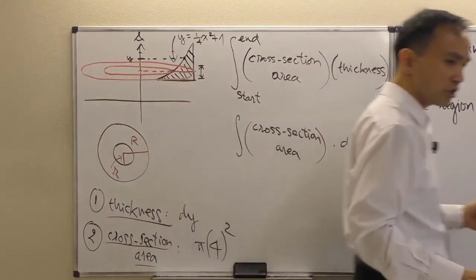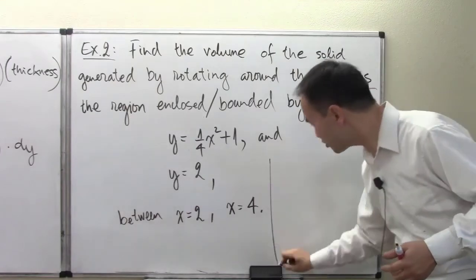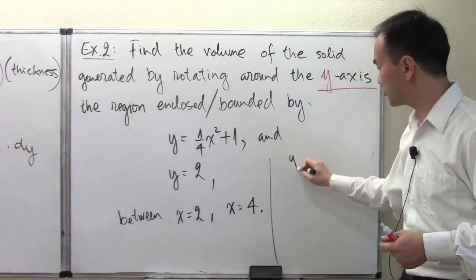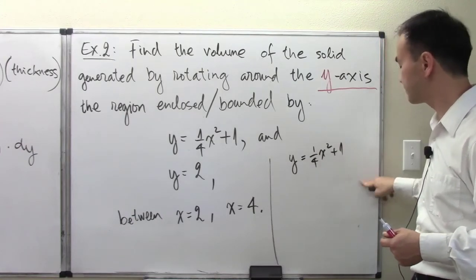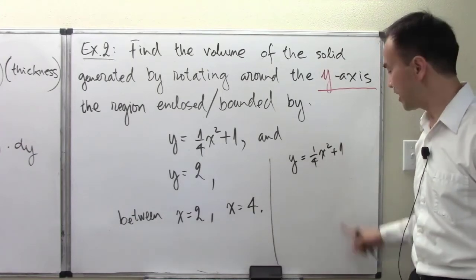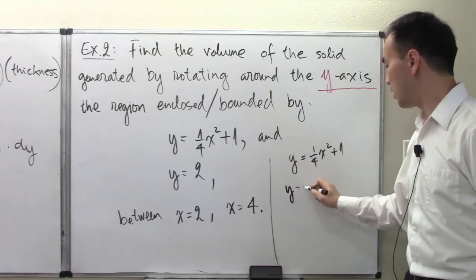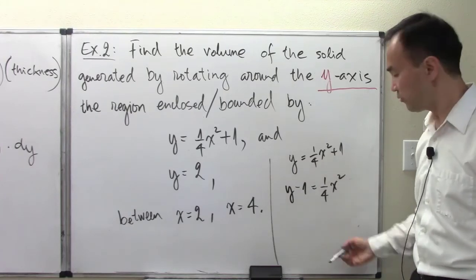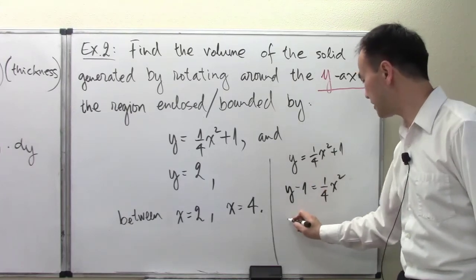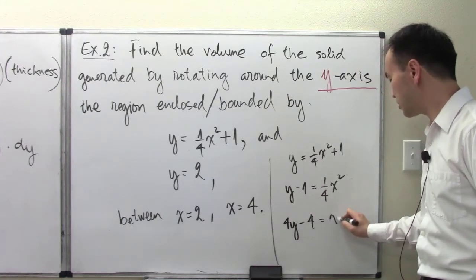So I'm going to swing back to this board of mine right here and take any little bit of space. How about this little space right there? Our function is y equals 1/4 x squared plus 1. Algebraically, we can subtract 1 from both sides. That gives us y minus 1 equals 1/4 x squared. And we can multiply both sides by 4, giving us 4y minus 4 equals x squared.